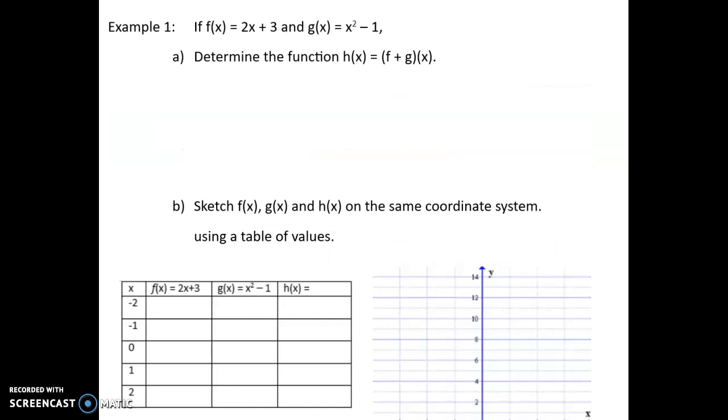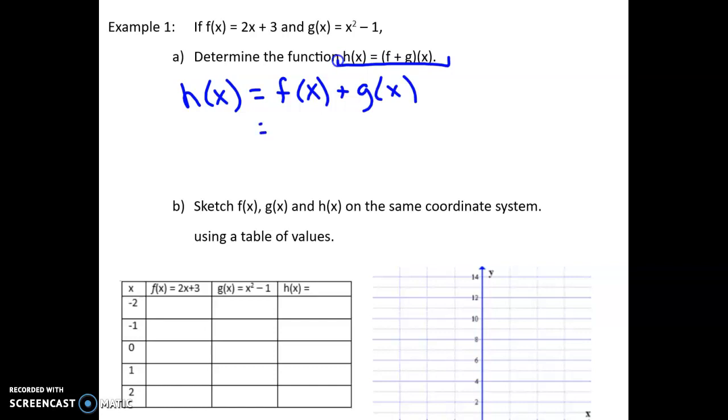So here we have example 1. It says if f of x is 2x plus 3 and g of x is x squared minus 1, we're going to determine the function h of x equals f plus g of x. So we're going to say that h of x equals f of x plus g of x. So again, that's what we're being asked to do: we're adding the function f to the function g. The function f is actually 2x plus 3, and the function g is x squared minus 1. So all I'm doing is adding these two functions together.